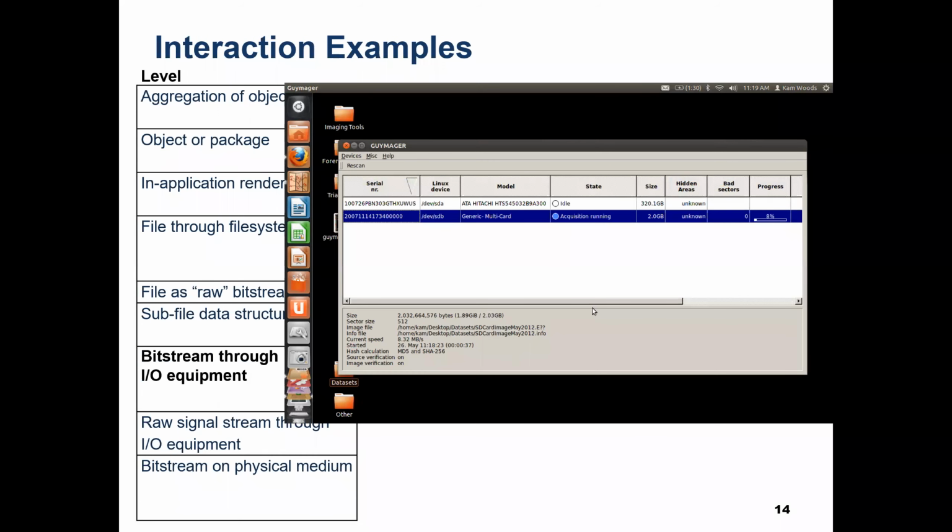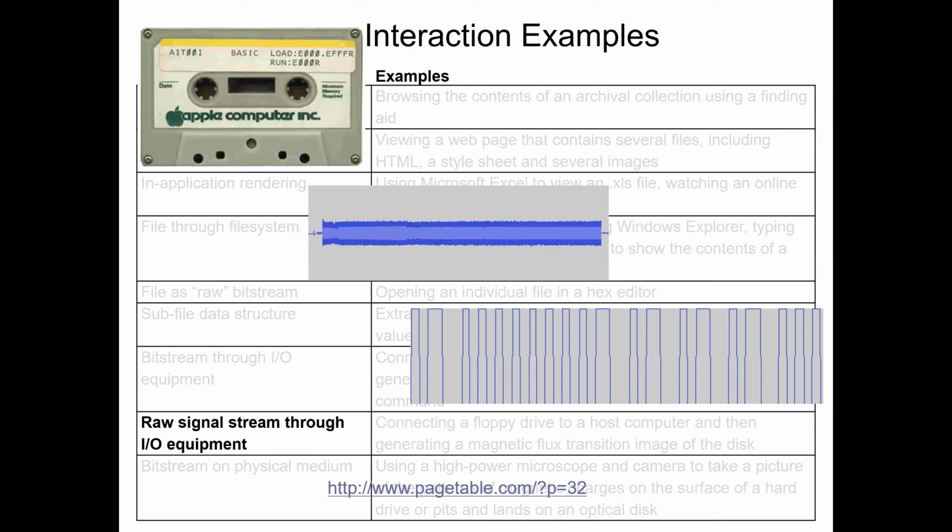Then there's the bit stream through the input-output equipment. This is showing a tool called Guymager running in the BitCurator environment, creating one of those objects called a disk image, where it's going through all the sectors of the disk and writing them out to a file. There's also, again, this raw bit stream before something is interpreted as ones and zeros.